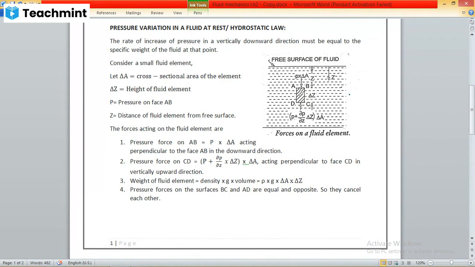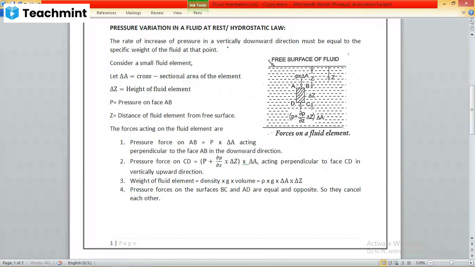So this is the container where you have fluid. I'm not mentioning the name of the fluid, as this fluid can be anything. This can be liquid, this can be gas, this can be oil, anything. So you have a body ABCD that is inserted inside the fluid. The rate of increase in pressure in the vertically downward direction must be equal to the specific weight of the fluid at that point. This is the hydrostatic law.